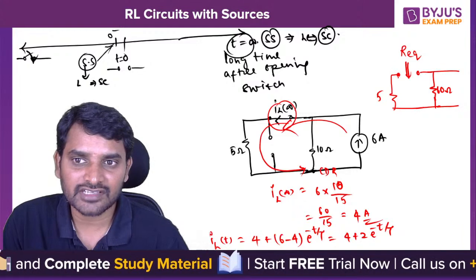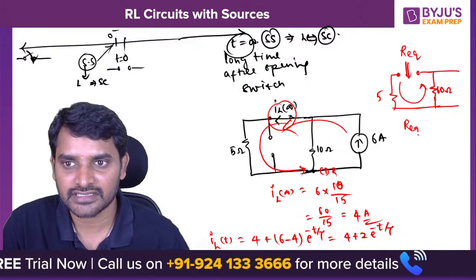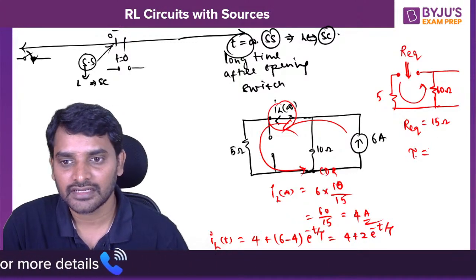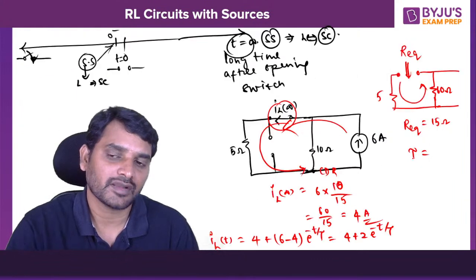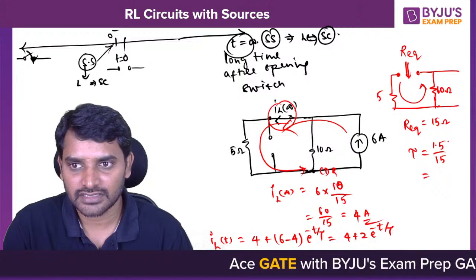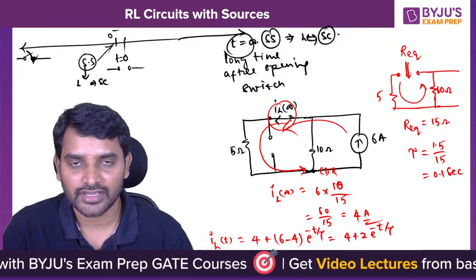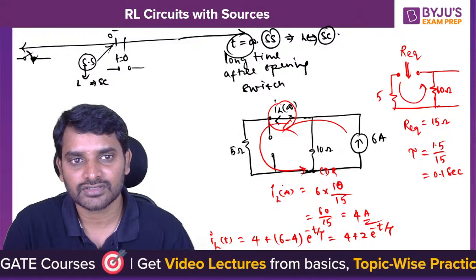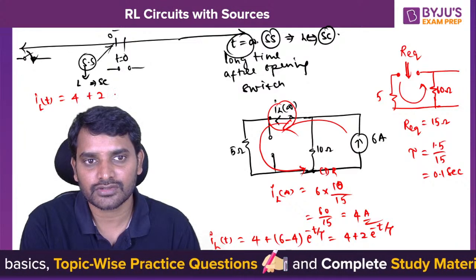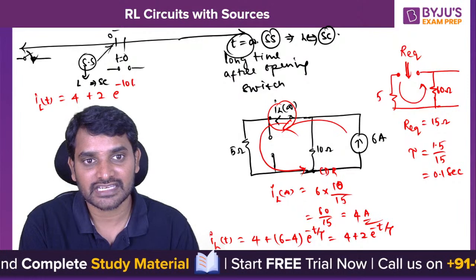So how much is the R equivalent now? This 5 and 10 are in series, so you will get R equivalent as 15 ohms. Now my tau will be L by R. How much is L? 1.5. So 1.5 divided by 15, you will get 1 by 10, 0.1 seconds. So IL of t will be 4 plus 2 into e power minus t by 0.1, so it will be minus 10 t, in amperes.